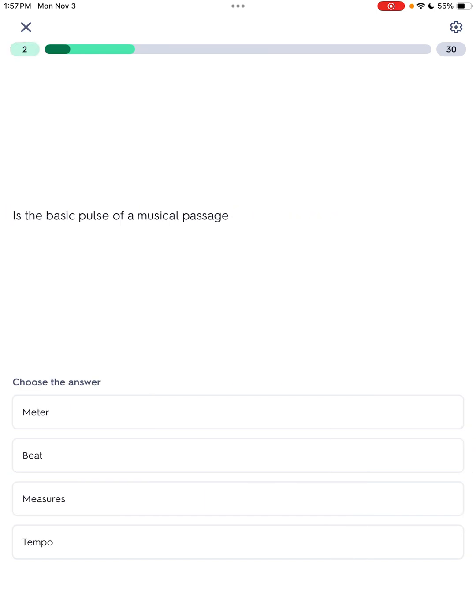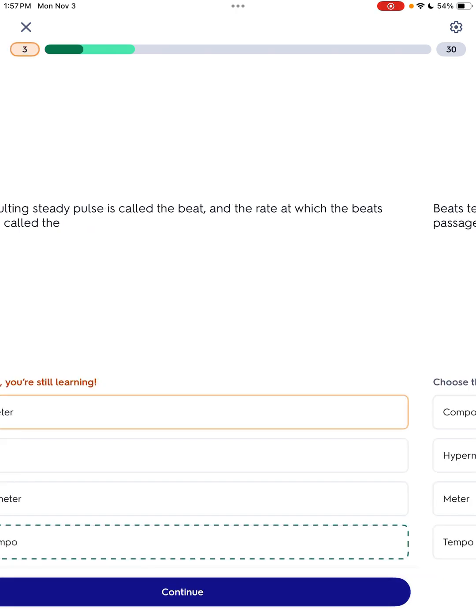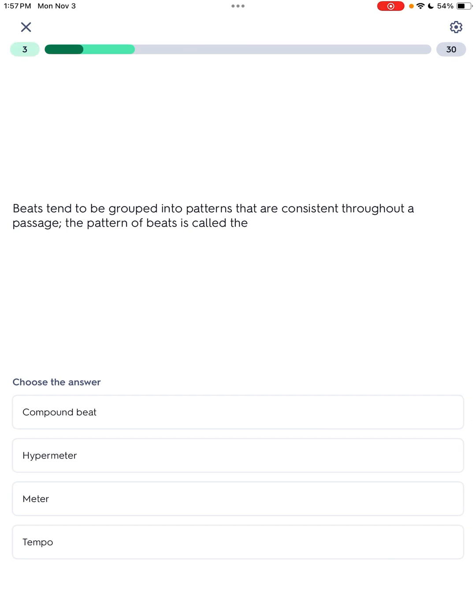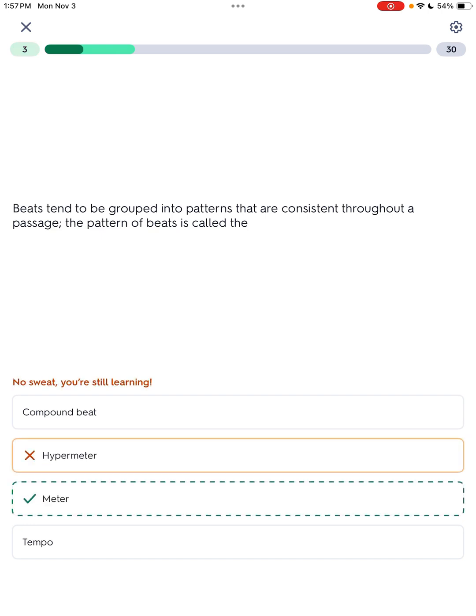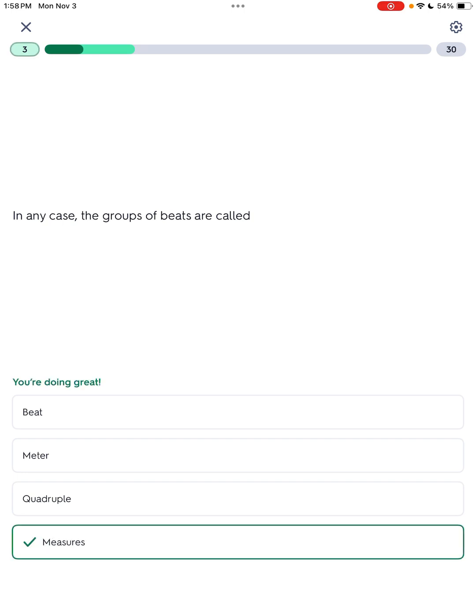It's the basic pulse of a musical passage. Beat. It's a steady pulse called the beat, and the rate of which is called the tempo. Beats are grouped into patterns that are consistent throughout the passage. The passage is called the meter. Oh, meter. Okay, I did that wrong.